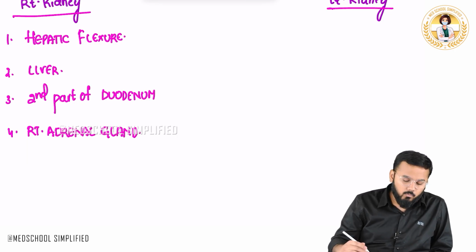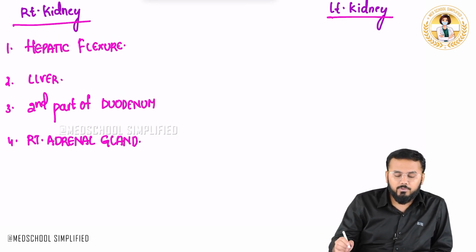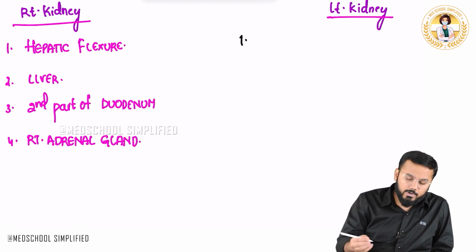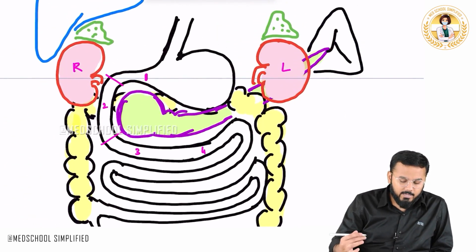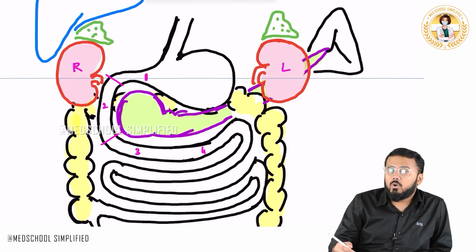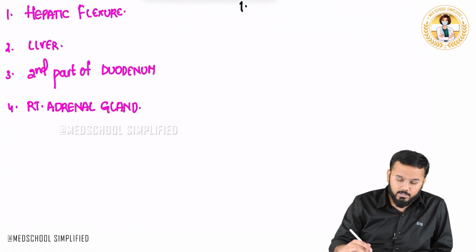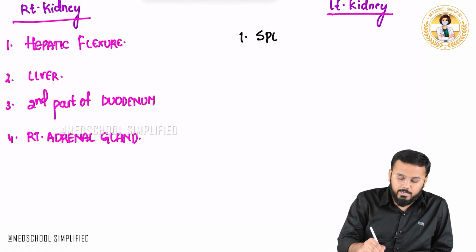Now we shall look at the important relations of your left kidney. The first important relation: if there is the hepatic flexure on the right side, what flexure will be there on the left side? The splenic flexure. So we have the splenic flexure.